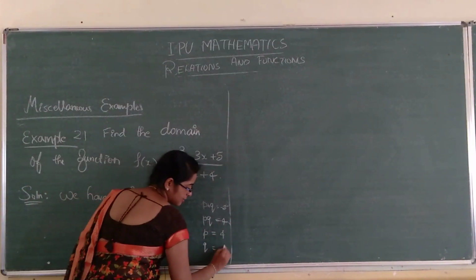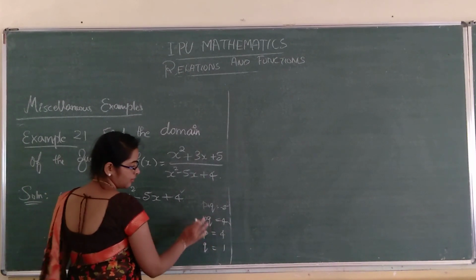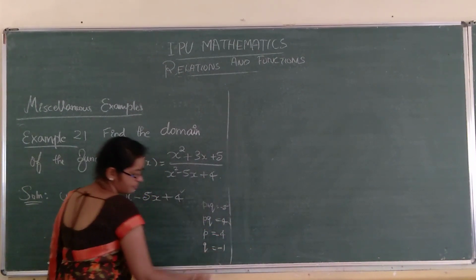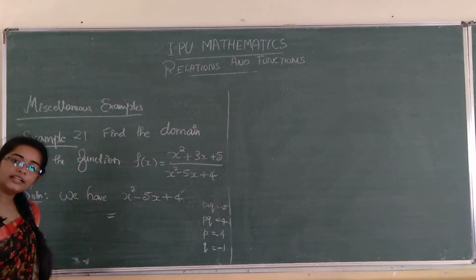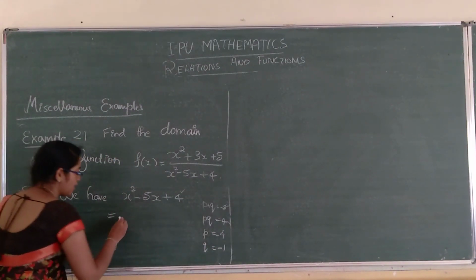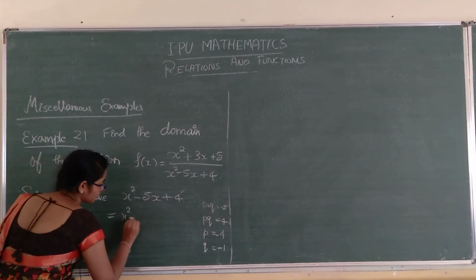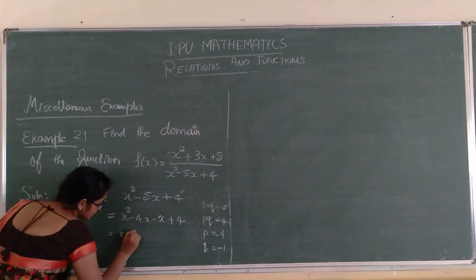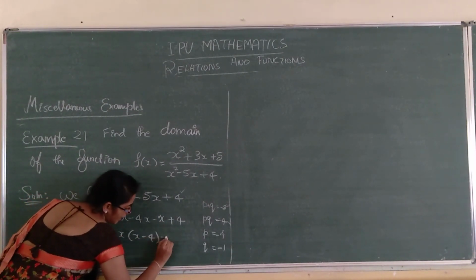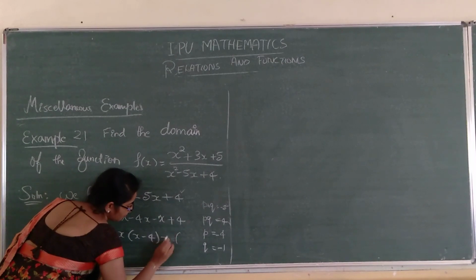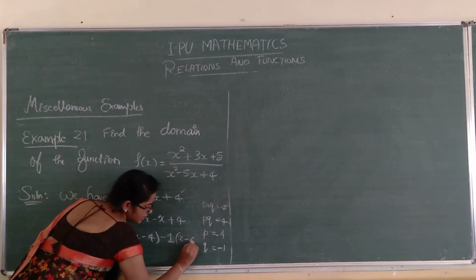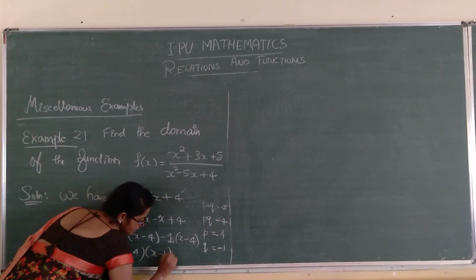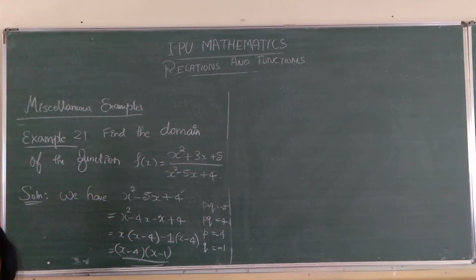4 into 1 is 4. And minus 5 we need to get. Adding 4 and 1 we get 5. Adding minus 4 and minus 1 we get minus 5. So, we can factorize like this: x square minus 4x minus x plus 4, that is x into x minus 4 minus 1 into x minus 4, that is x minus 4 into x minus 1. This is how we can factorize.